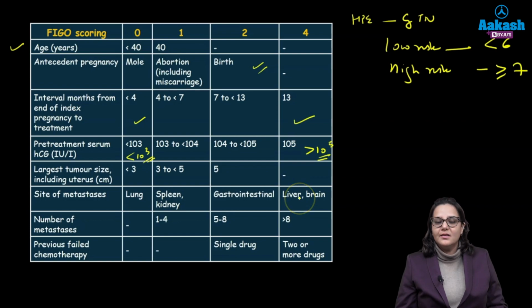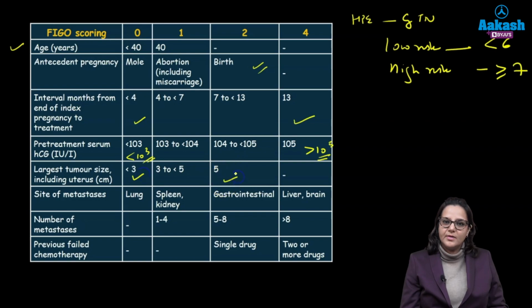Okay. Again, the largest tumor size which is present in the uterus, if it is less than 3 cm, it is low. If it is 5 cm, the score is 2. The site of metastasis, if it is lung, then the score is lesser. But if it has metastasized to the liver and the brain, then the score is much higher. What is the number of metastases? If it is more than 8, then again the score is higher. Previous failed chemotherapy. The patient has already been diagnosed with GTN. She had been on chemotherapy.